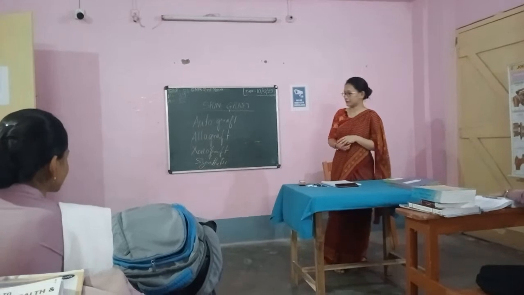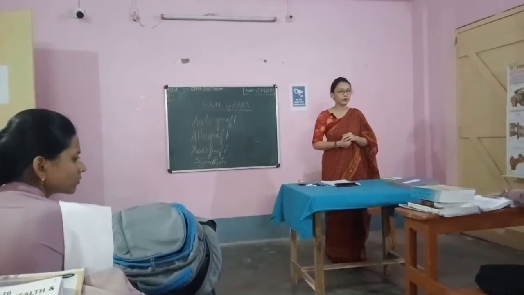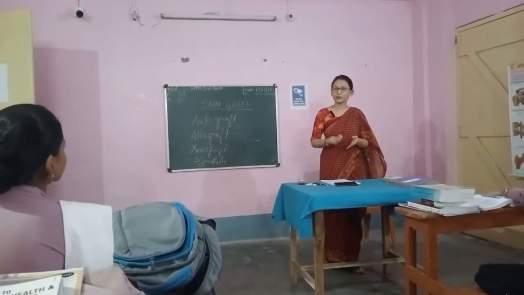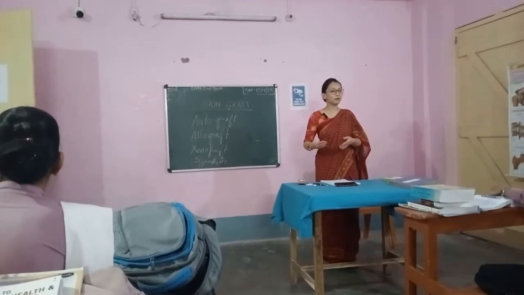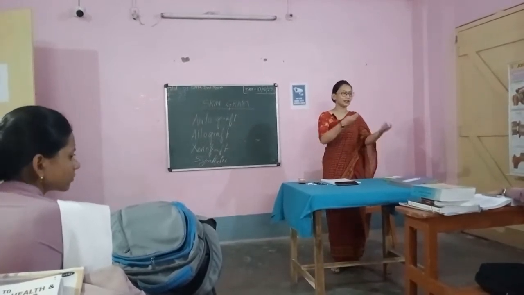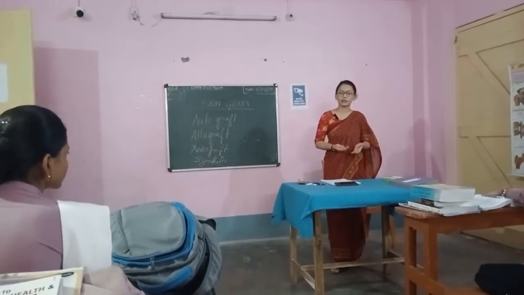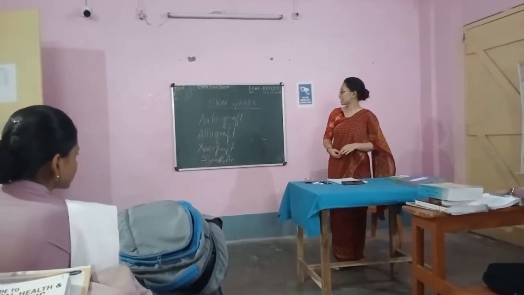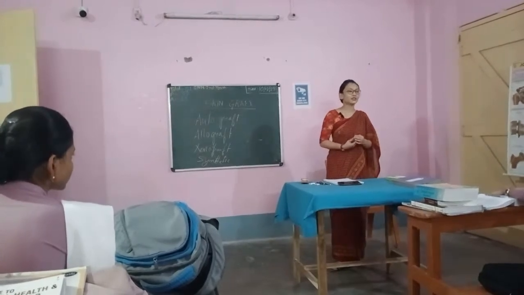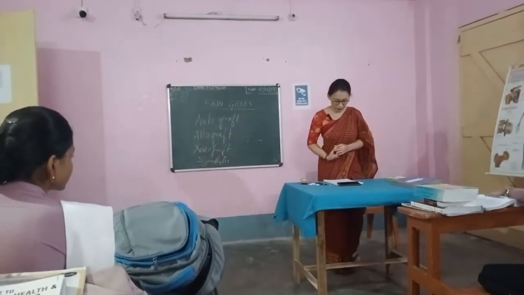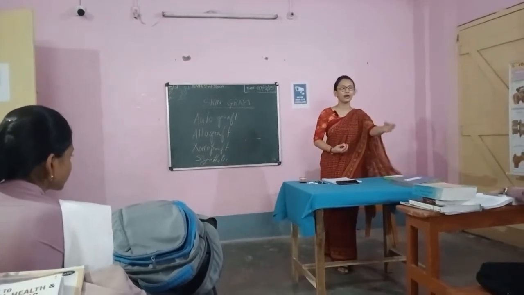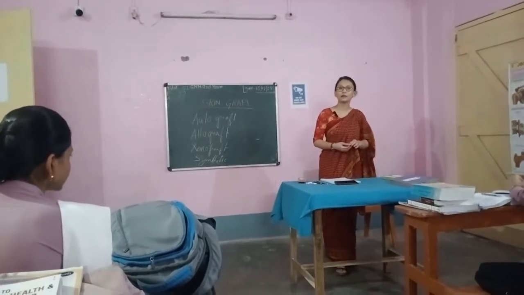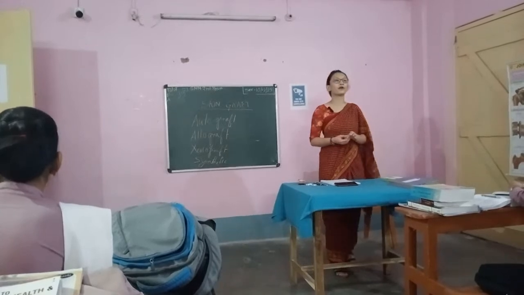The first is autograft. The skin is taken from the patient himself, from any body part, maybe from the thigh, and it is replaced on the other part of the body. The second is allograft. The skin is taken from another person, maybe from you, and it is transplanted to me. That is known as allograft.